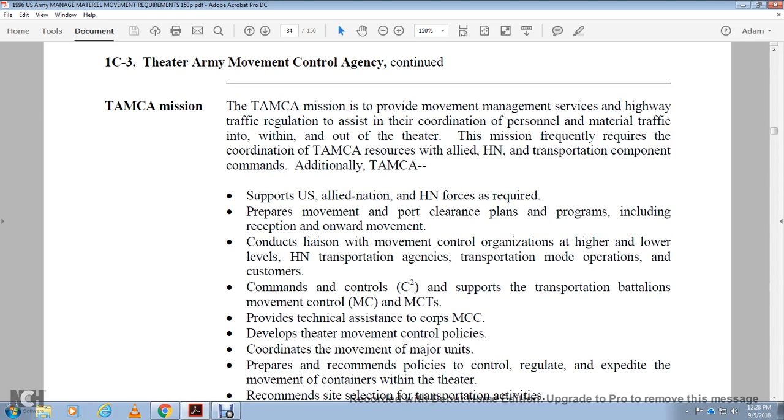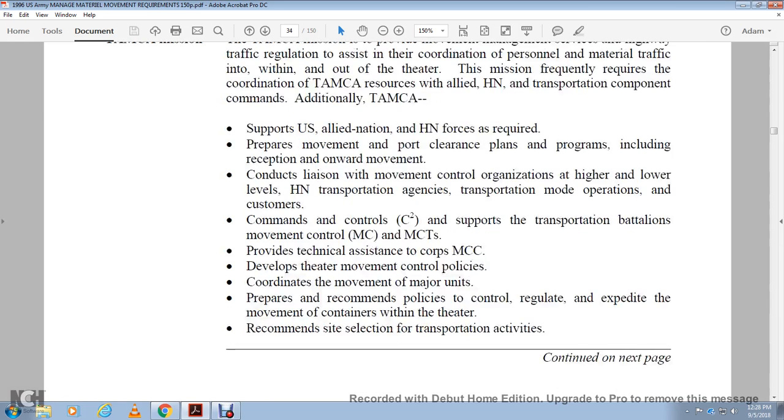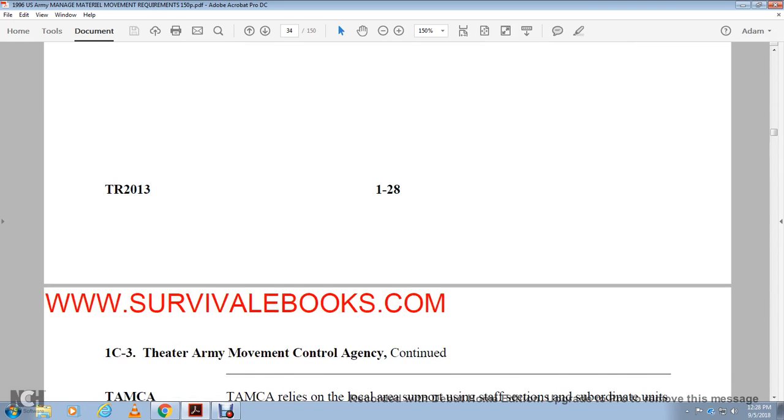It provides technical assistance to the MCC and develops the theater movement control policy. Develop theater movement control policy. Coordinate the movement of the major units. Prepare and recommend policy for the control. Regulate and expedite the movement of the containers within the theater. Recommend site selection of the transportation activities.